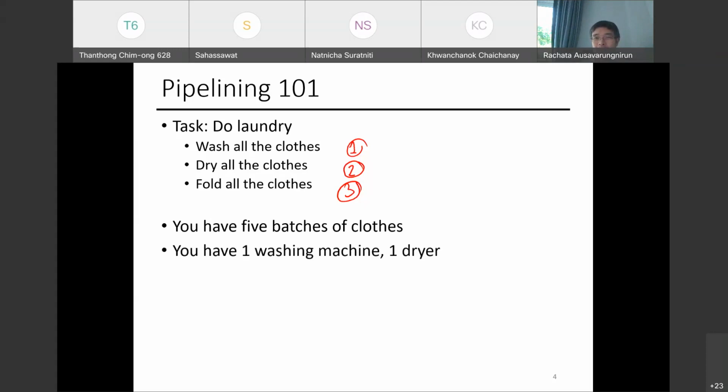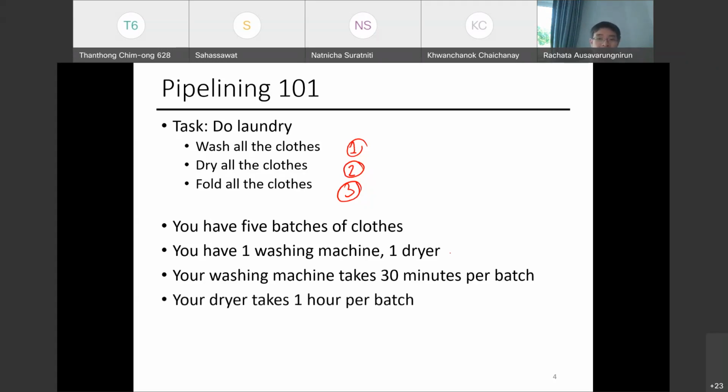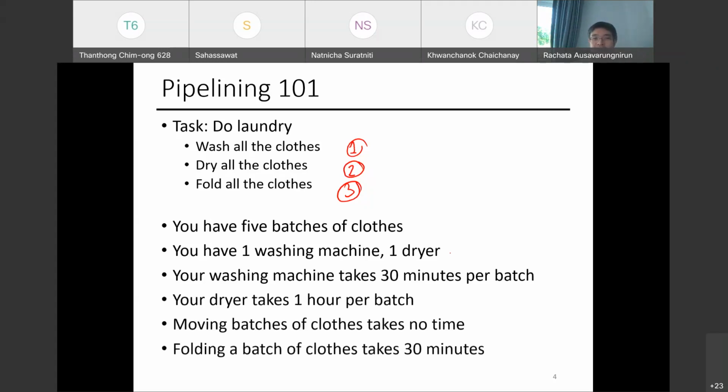So let's first assume these things, right? Let's assume your washing machine takes 30 minutes. And typically the dryer will take longer, right? It will take 1 hour, right? And somehow magically I can move clothes from one place to another, taking no time. And folding clothes also takes 30 minutes. So what can I do here?